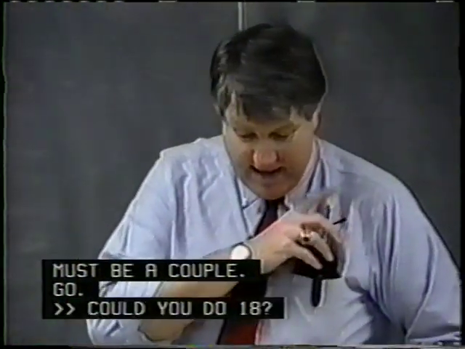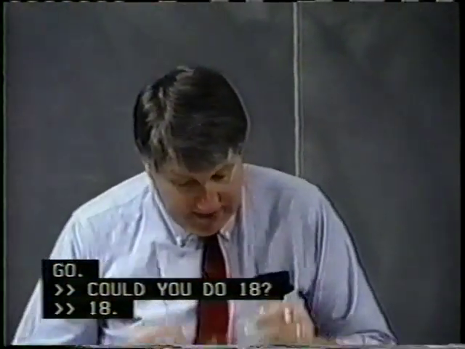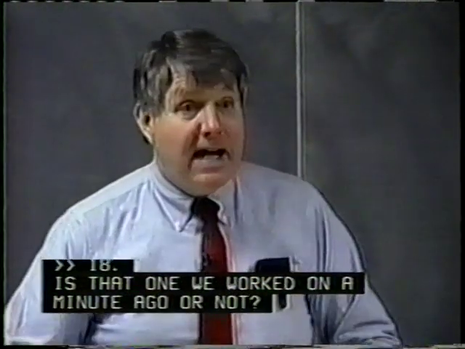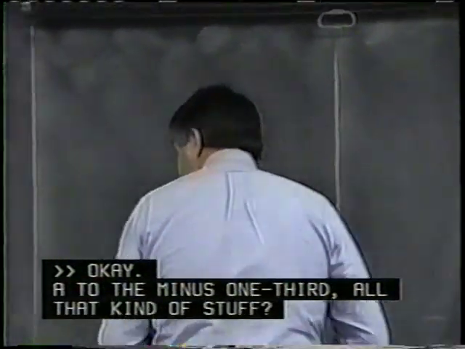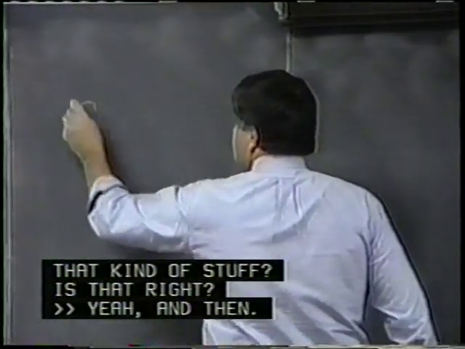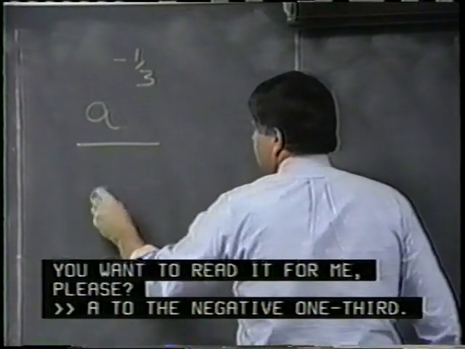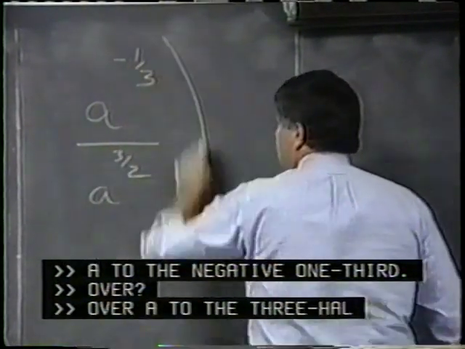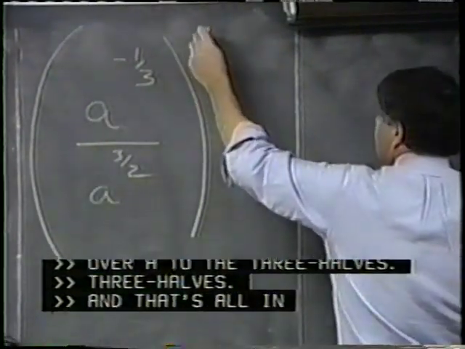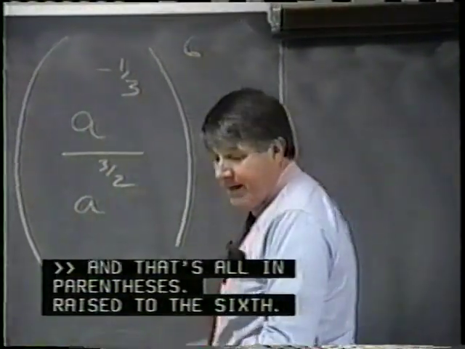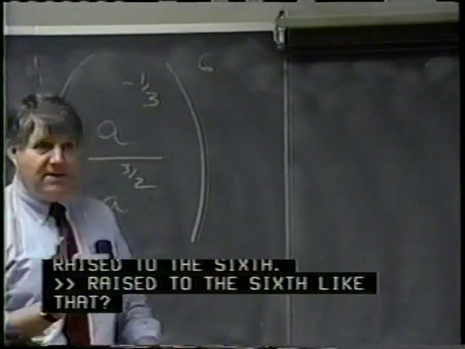Did you 18? Is that one of the ones we worked on a minute ago or not? Is that with the A's on it? Yeah. Okay, a to the minus 1/3, all that kind of stuff. Is that right? Is that it? Okay, you want to read it for me, please? a to the minus 1/3 over a to the 3 halves, and that's all raised to the 6. Raised to the 6 like that? Yep. Okay. Probably 48 ways of doing this.